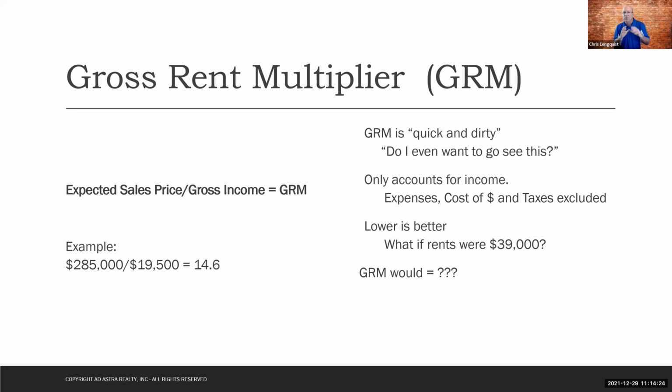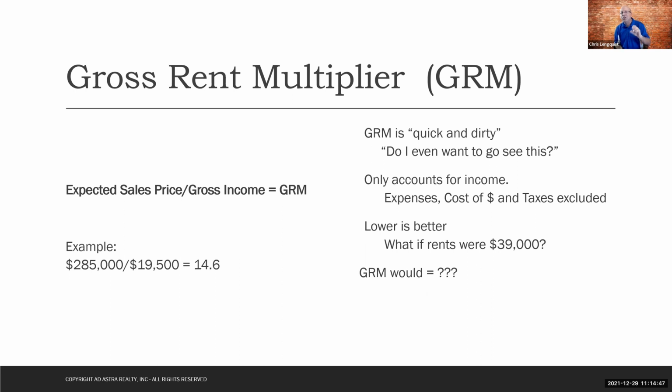The gross rent multiplier is quick and dirty. But here's the problem. It only accounts for income. It doesn't account for expenses. It doesn't account for cost of your money, which I'll get into in a little bit. It doesn't account for your taxes. So it's just a quick and dirty way of checking, do I even want to go see this home? Lower is better. Lower is better.